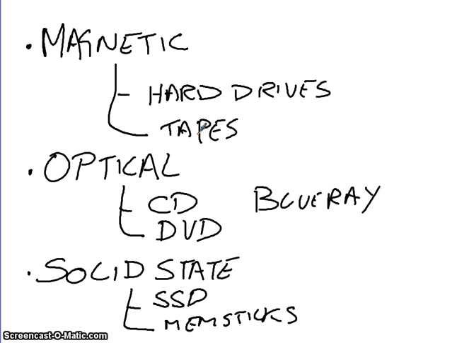And there are also these things called tapes, and we'll go into them in a little more detail in a minute. Optical storage: CD and DVD, and also nowadays Blu-ray. And the last one, which is more modern, is solid state. Solid state has these things called SSDs, solid state drives. You also look at things like memory sticks. This is what I tend to refer to as digital storage.